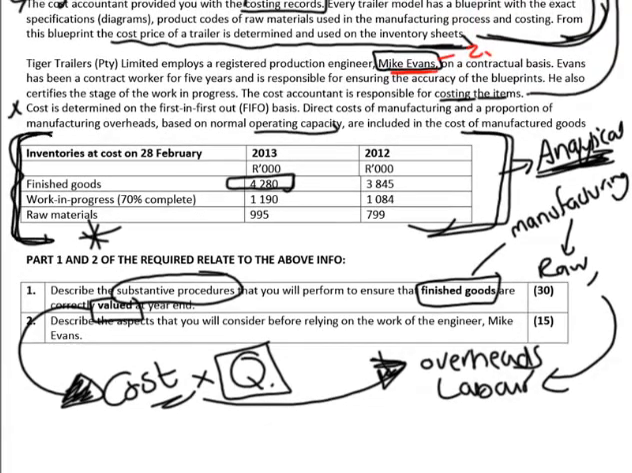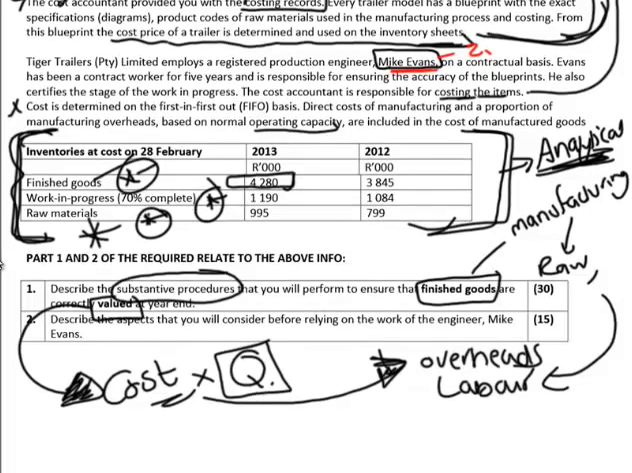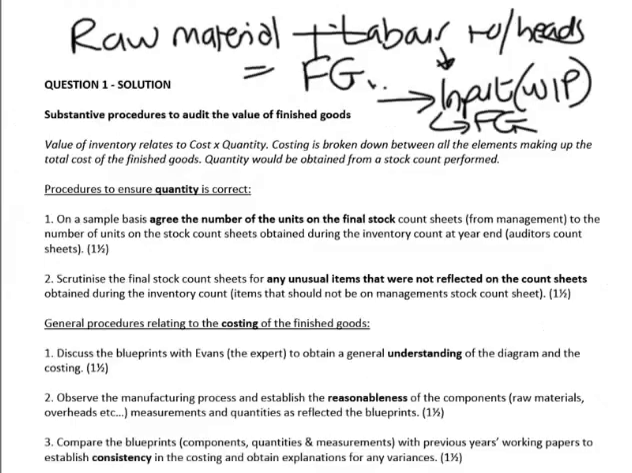So you can use this table and go, okay, we're auditing finished goods, but I need to remember that my finished goods consist of my work in progress, and they consist of my raw materials. So if I cover everything, then I know I'm good, and I'm covering everything that I possibly need to, and I'm not missing out on marks. Okay, so let's go. Little introduction paragraph here that says value of inventory relates to cost times quantity. Costing is broken down between all the elements making up the total cost of the finished goods. Quantity would be obtained from a stock count performed. So it's basically, I'm just recapping on what I mentioned to begin with. Remember now when we start breaking down our solution, we talk about quantity, we talk about costs, and in that cost we talk about all those sub-elements.